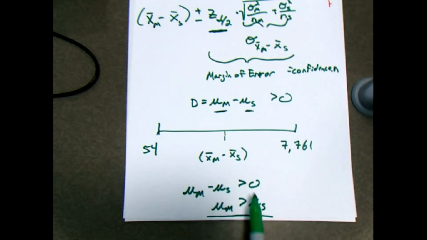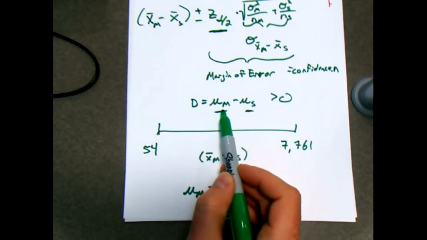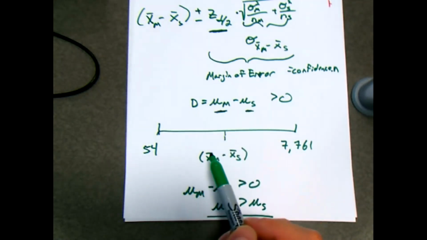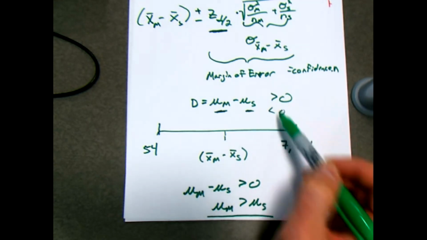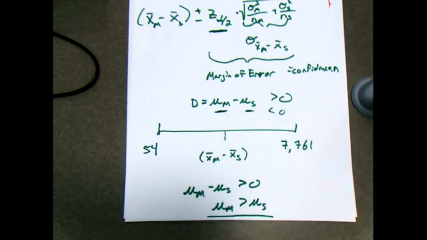Any questions over how I can say this? Okay. So anytime you have all of your values be either positive or negative, you can start to make statements like this, that you know that true difference is greater than or less than zero, which implies that if they're all positive, group one must have a higher mean than group two. If instead they were negative, you would say that group one had a lower mean than group two.